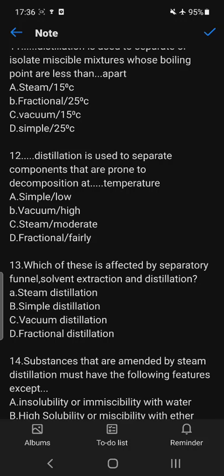Number 12, dash distillation is used to separate components that are prone to decomposition at dash temperature. The answer is B. Vacuum distillation is used to separate or isolate components that are prone to decomposition at high temperature. Number 13, which of these is affected by separatory funnel, solvent extraction, and distillation? Steam distillation is affected by all those factors.